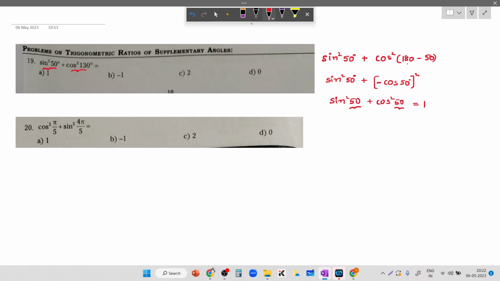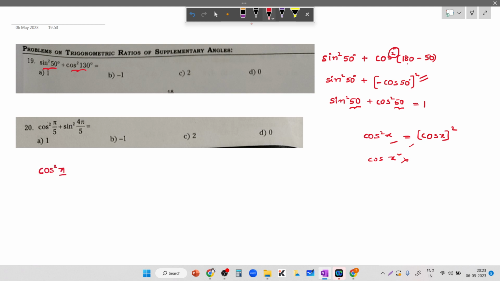Now here I have to tell one concept. Cos square x is the same as cos x whole square. That's why here it is cos square and I have written it as cos 50 whole square, both are one and the same. But that is not equal to cos of x square, this is different. So these two are equal and this is different.